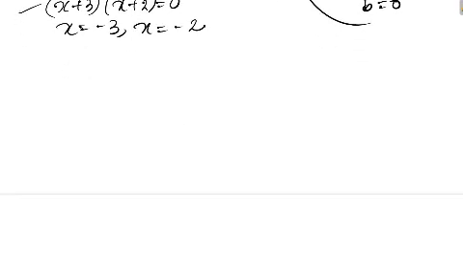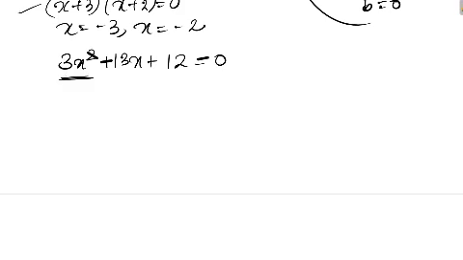Today we are going to discuss quadratic equations where the coefficient of x square is not 1. For example, 3x square plus 13x plus 12 is equal to 0. This is a quadratic equation, but here the coefficient of x square is not 1, it is 3. So let's check how we can solve these types of equations.